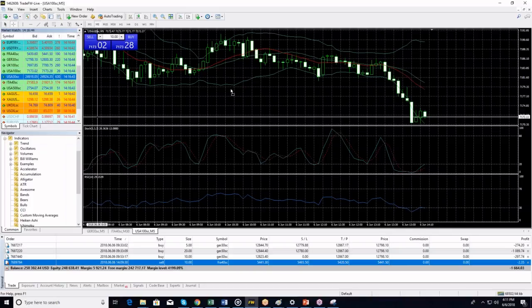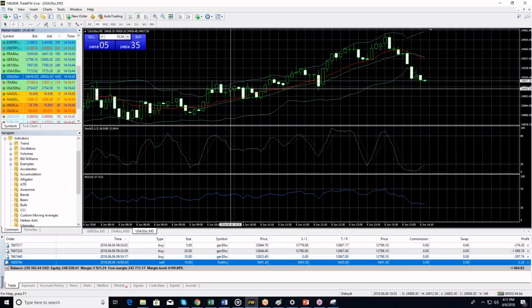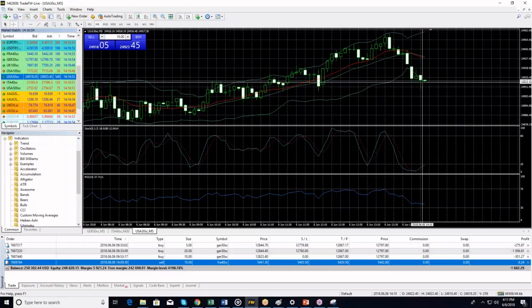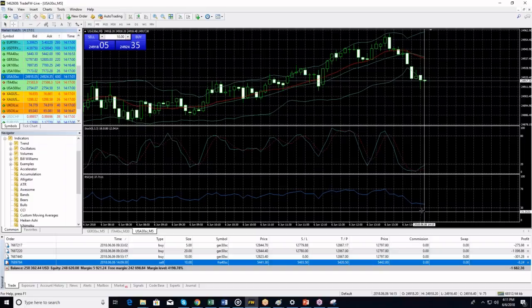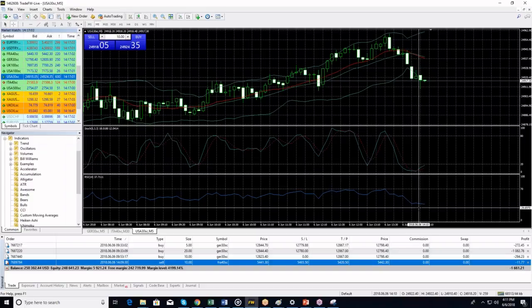Let's go for USA 30. Same picture. We hit the Bollinger Band. We had a crossover over here. But my RSI is not confirming the direction.